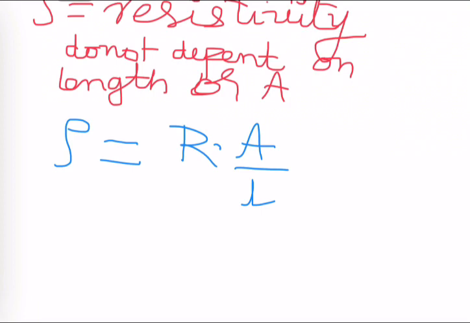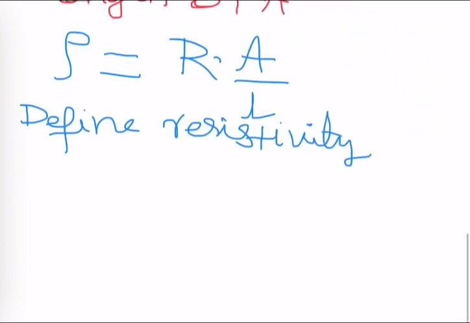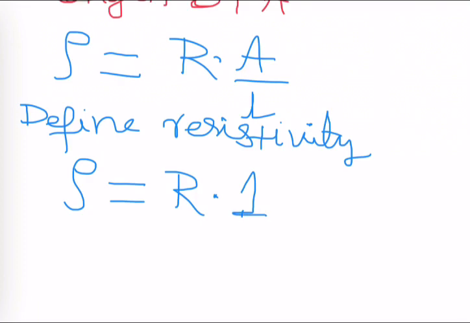Now can you define resistivity? How do you define resistivity? By using the above equation. Resistivity is equal to the resistance of a wire having 1 meter square area of cross section and 1 meter length. When A is 1 and L is 1, rho becomes R.